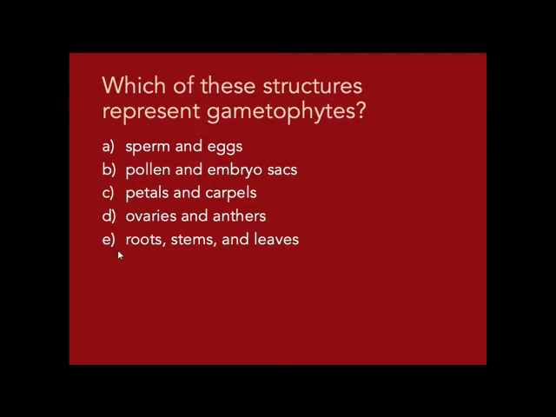Okay, good. What about on a flower, the petals and the carpels? No, that's part of the sporophyte, I guess. Yeah. What about the ovaries and the anthers? That's still part of the sporophyte. What about the roots, the stems, and the leaves? Those are still part of the sporophyte. All right. So it's just the pollen and the embryo sac that represent the gametophyte.